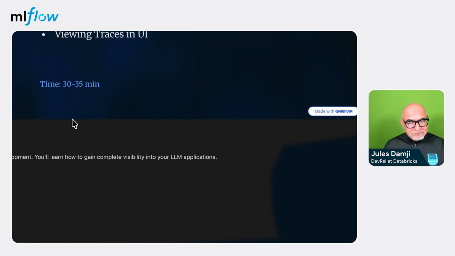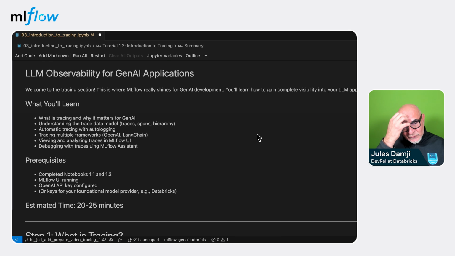So let's get started. What you will learn in this tutorial is basically what tracing is and why it matters in the GenAI world, and understand the nuances of what a trace model consists of. It consists of traces and spans, and how you can establish a hierarchy so you have a nice workflow that you can look into in the UI, and how with one line of code, you can capture all that data seamlessly, and how you can do tracing with other frameworks.